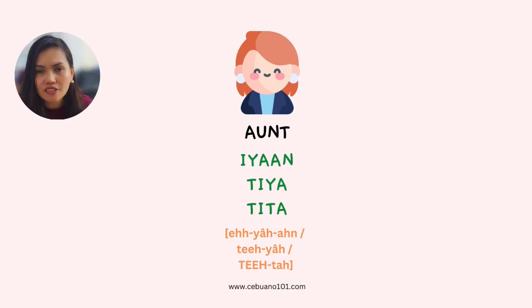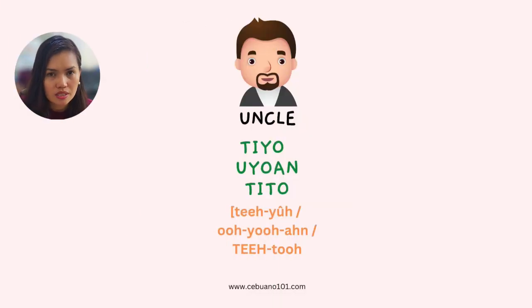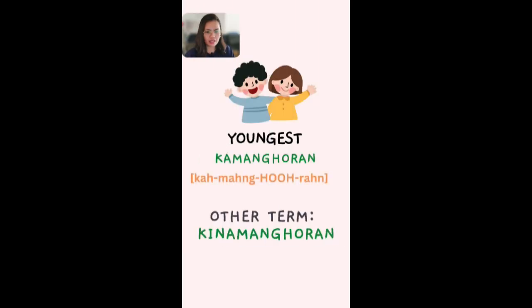Next one, we have uncle, uyuan. Uncle, the same with the aunt. We have 3 words for uncle as well. So, uncle is uyuan. Next is tio. And the last one is tito. For me, I usually use tito if I address my uncles, or to. So, youngest is kamanghuran. Another term is kinamanghuran. Kamanghuran or kinamanghuran.